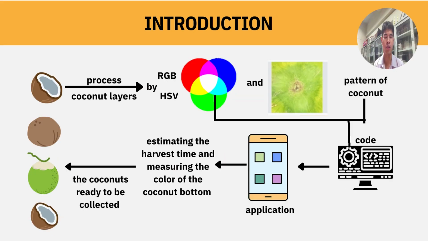We will process the coconut layers by RGB, HSV color and pattern of the coconut. So we will use two of these to code our application for estimating the harvest time and measuring the color of the coconut bottle. And then you will see whether the coconuts are ready to be collected or not.